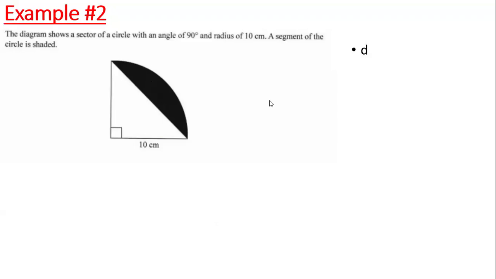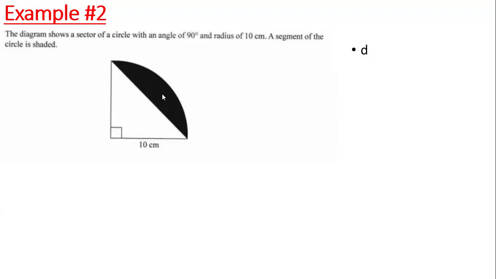Okay, good. Okay, Israel, read the question for me, please. The diagram shows a sector of a circle with an angle of 90 degrees and radius of 10 cm. A segment of the circle is shaded. Very good. So we want to find, obviously, the area of the shaded region.